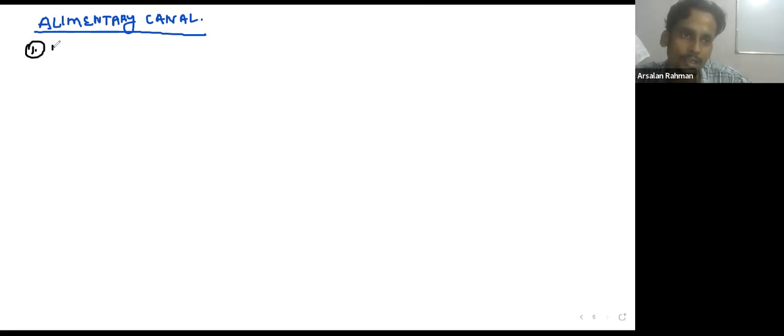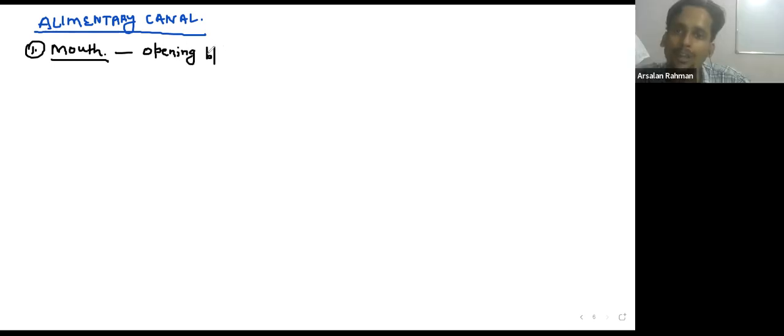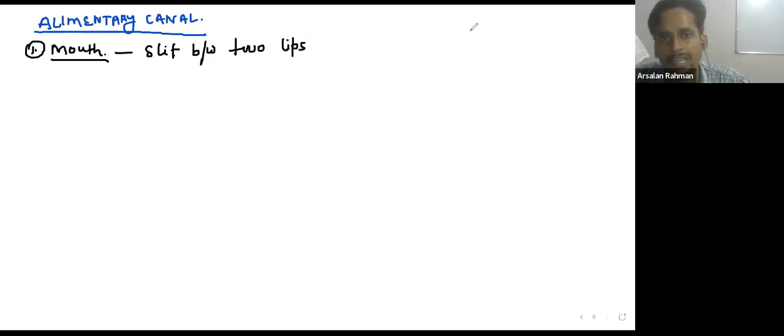First, the first organ is mouth. What is mouth, beta? Opening between... or I can say it is a slit between two lips. And we can say that the alimentary canal starts from the mouth. Yes or no?